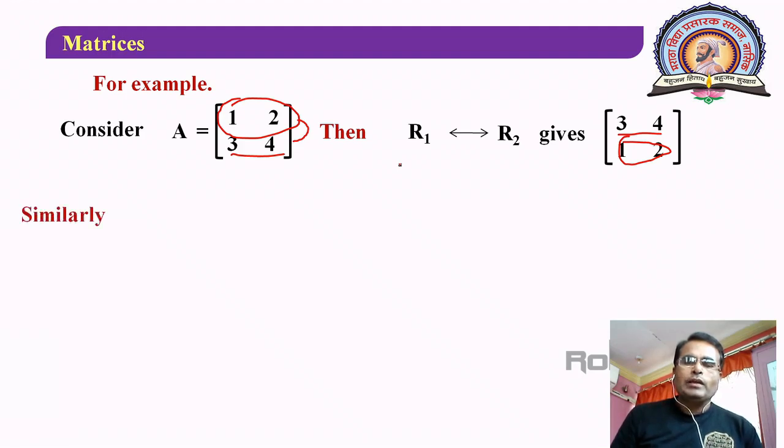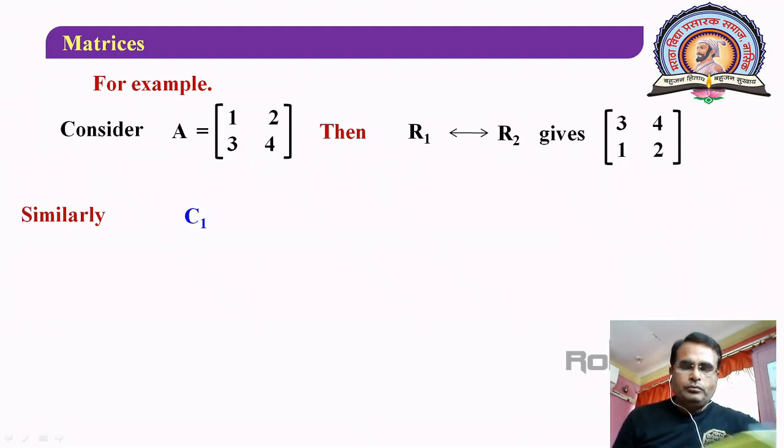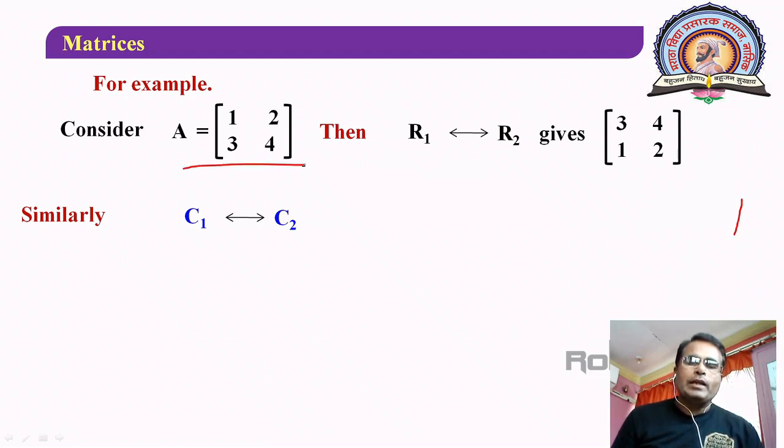Similarly, we can consider the change of columns. Suppose we consider the original matrix, and from this original matrix A, suppose we use the transformation C1 changes to C2 and C2 changes to C1. So this is your original matrix A, and on this matrix we are going to apply this transformation C12, that is interchange of first and second column.